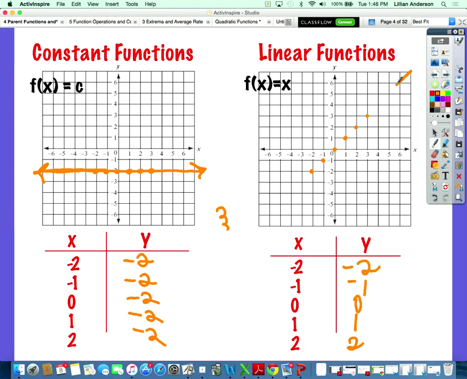So we're going to draw a nice line, because we want our pictures to look really nice, because these are our notes, and this is what we're using for all of our parent functions.